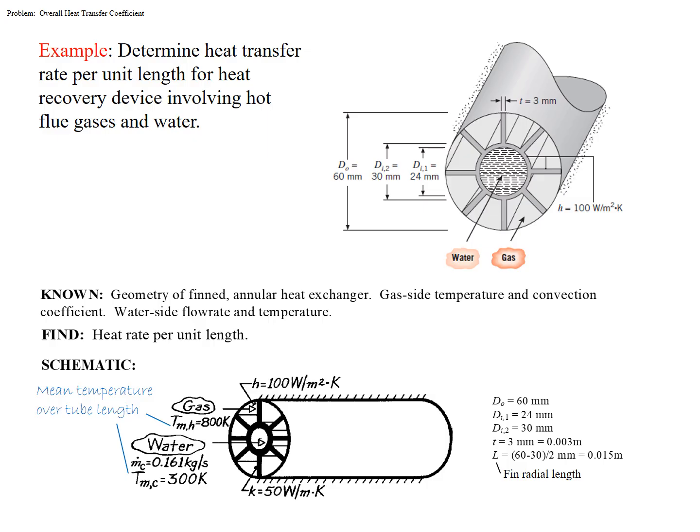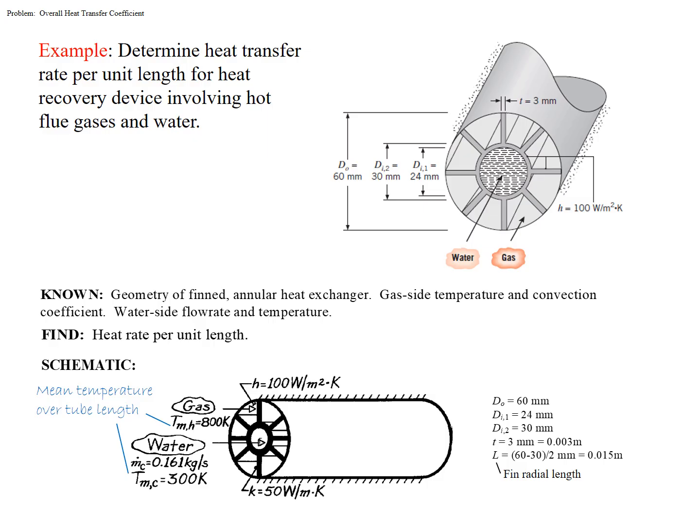What we are going to calculate here is the heat transfer rate per unit length of the heat recovery device. This is basically a heat recovery device, in other words, you have hot gases flowing out of whatever system you have. They're hot, and you want to recover the heat in the hot gases by running some water in this heat exchanger so that you pick up some of that heat, and then hopefully that warm water will be used somewhere.